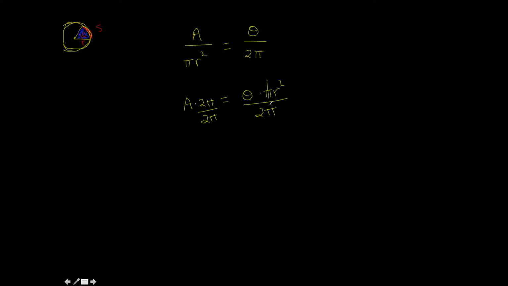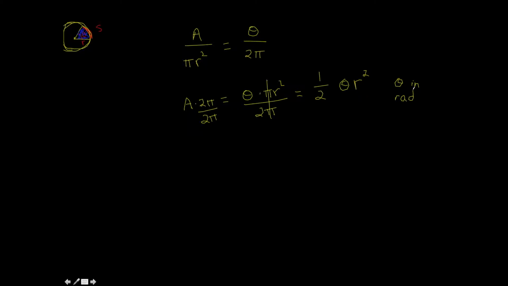And so the pi's would cancel here, and I would get 1/2 theta r squared. Now this is where theta is in radians. Theta is in radians, okay?